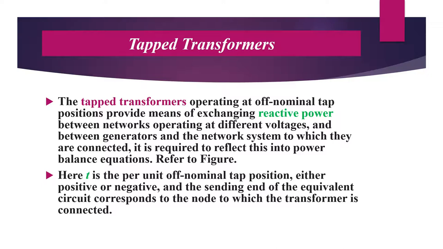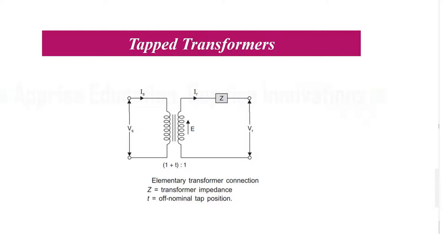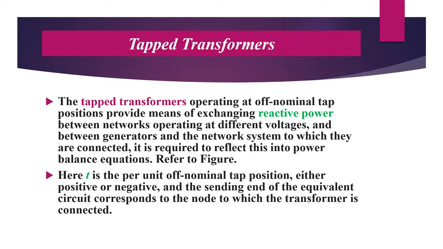So let us see the elementary transformer connection, where Vs is the sending end voltage, Is is the sending end current, Ir is the receiving end current, Vr is the receiving end voltage, and Z is the transformer impedance. T is the per unit of nominal tap position, either positive or negative, and the sending end of the equivalent circuit corresponds to the node to which the transformer is connected. Here the turns ratio is 1 plus T is to 1.